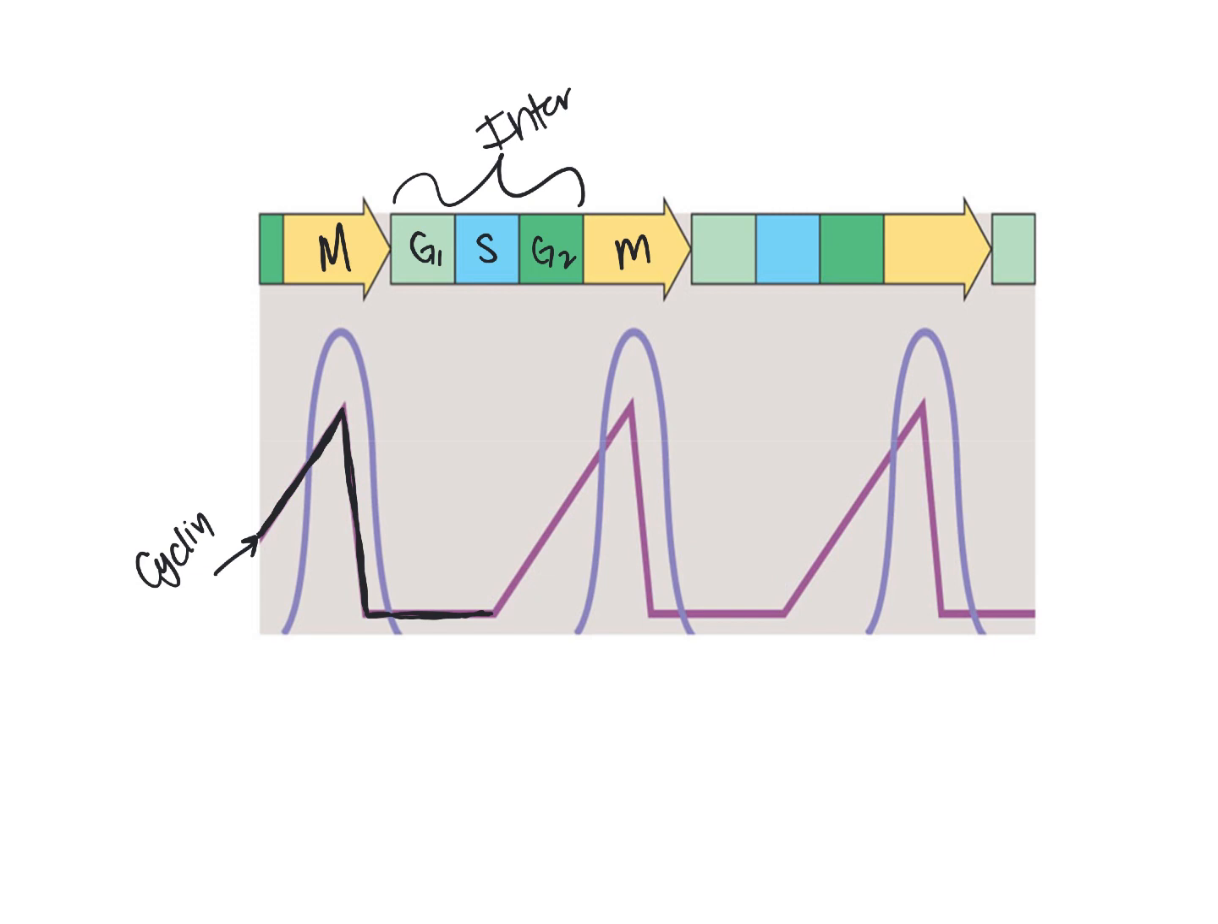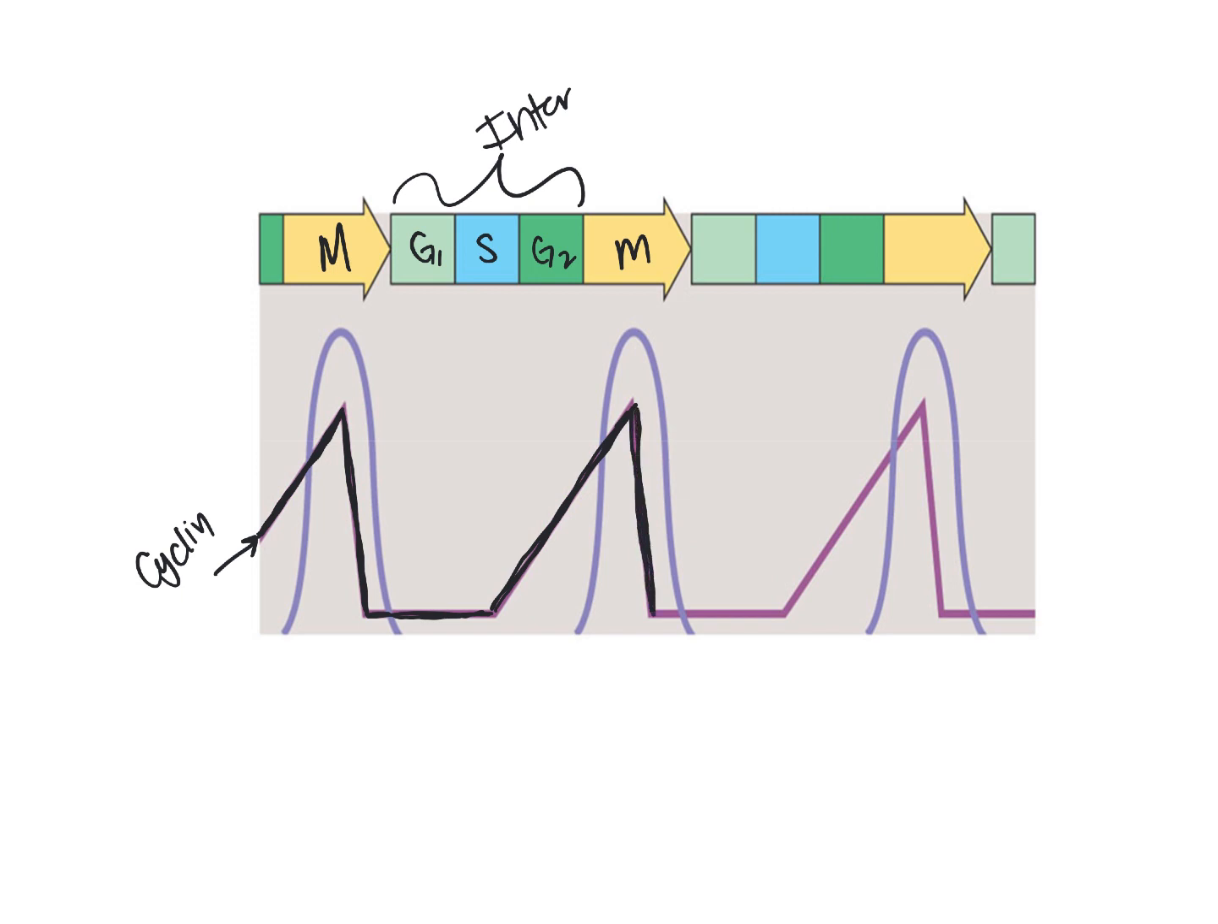The amount of cyclin starts to increase again in the next cell cycle, reaching its maximum towards the end of the G2, and then the levels begin to drop off again because that cyclin gets destroyed.